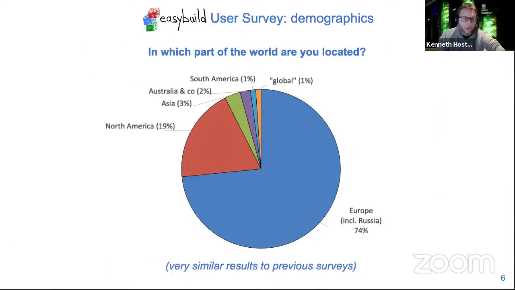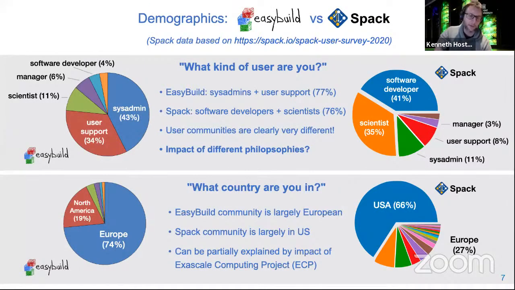The next one: in which part of the world are you located? Three quarters of the community, at least based on the survey, are located in Europe. That's also what we see in terms of who is active in the community, so this is again very similar to previous surveys. So why do I mention it? Because it's interesting to take a look at the differences with the Spack community. Spack has done a user survey as well very recently. I think they wrapped it up in November or December of last year. I wonder where they got the idea to do a user survey.